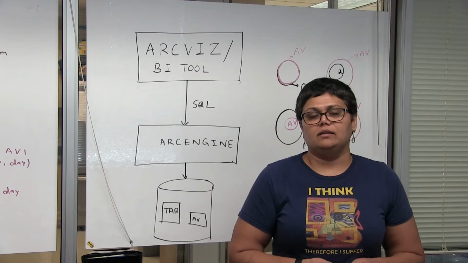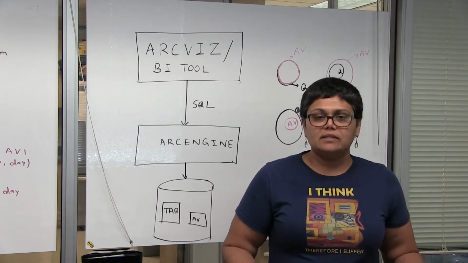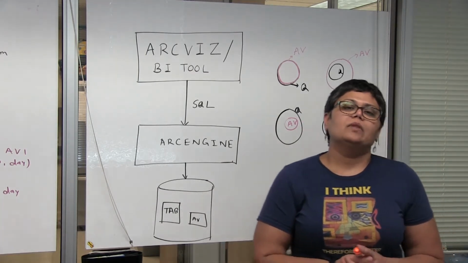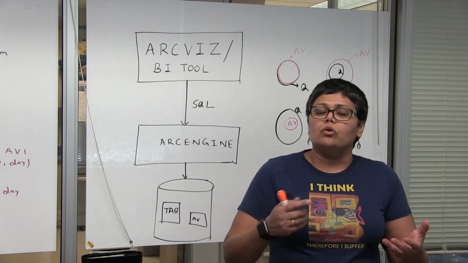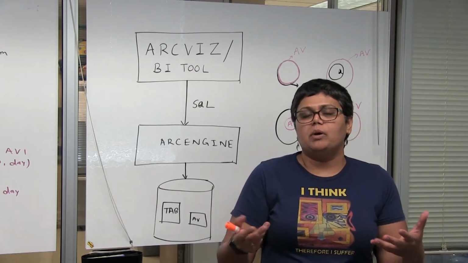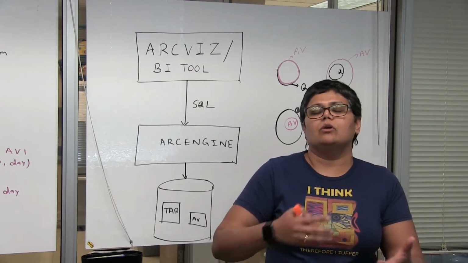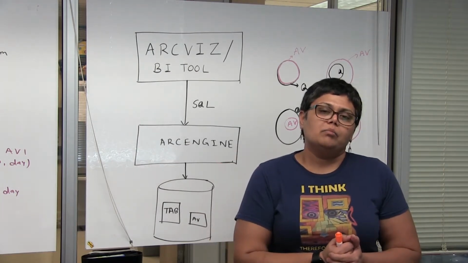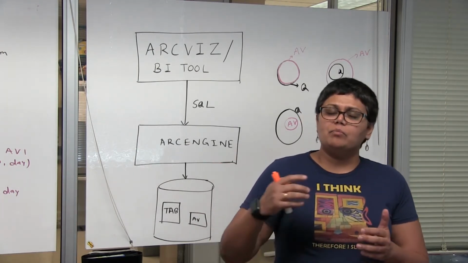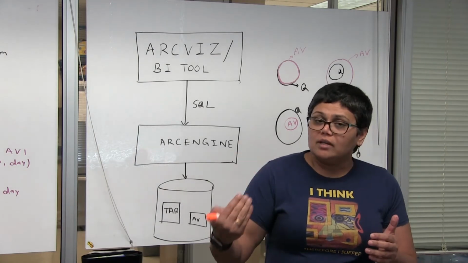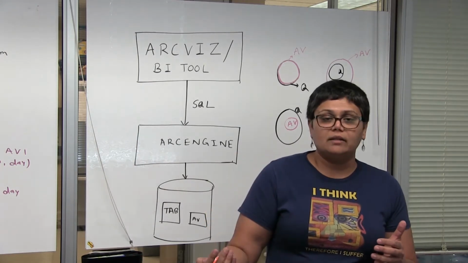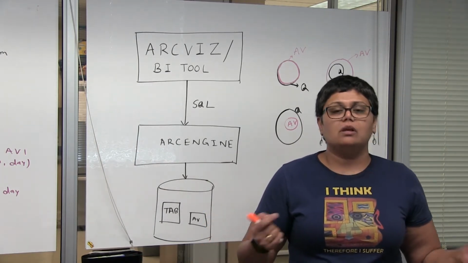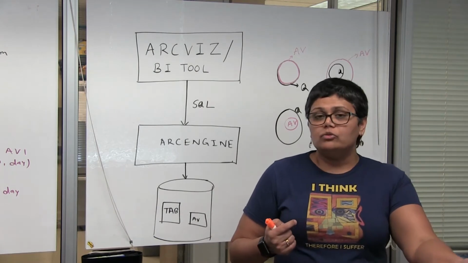What are these analytical views? These are acceleration structures, as I mentioned. They store intermediate computation, partial computation of the query. But they're more than that. They can be refreshed incrementally, meaning they can be populated incrementally when your base data changes. They are transparent to your end user.